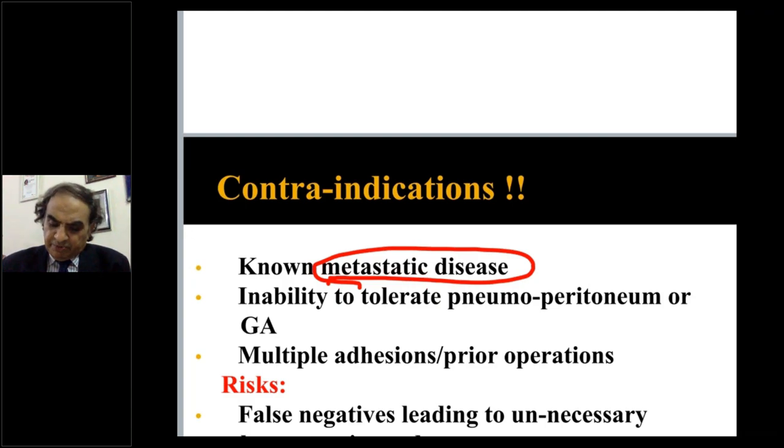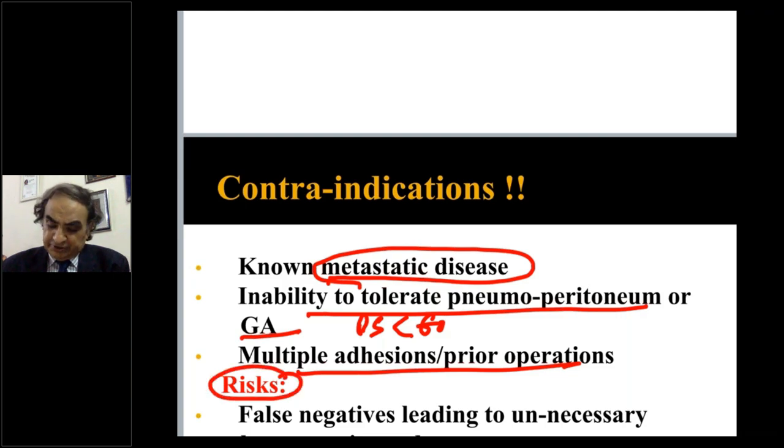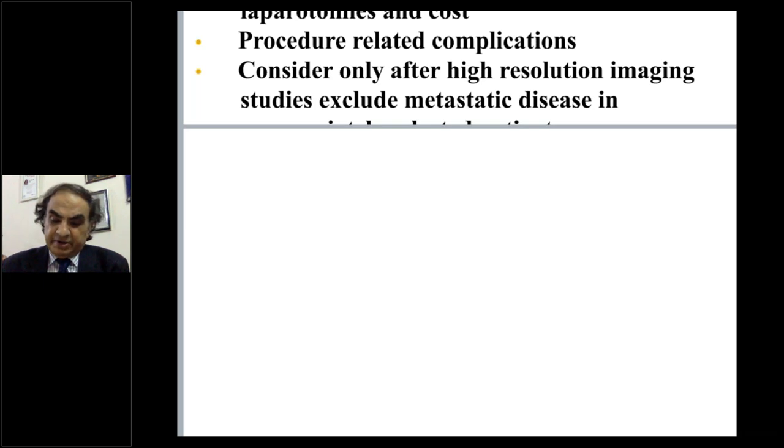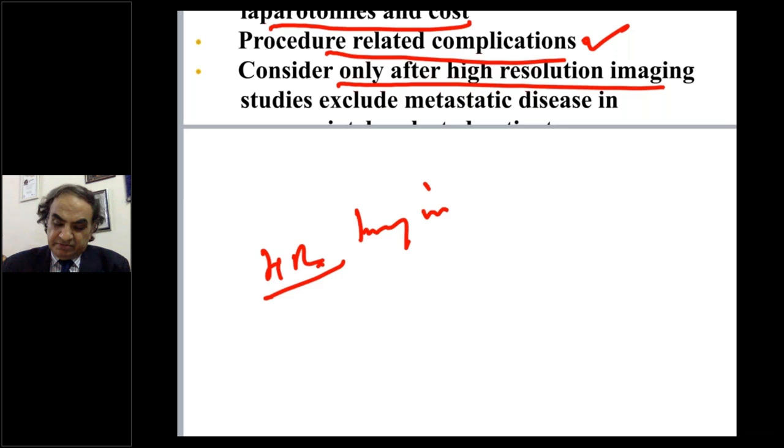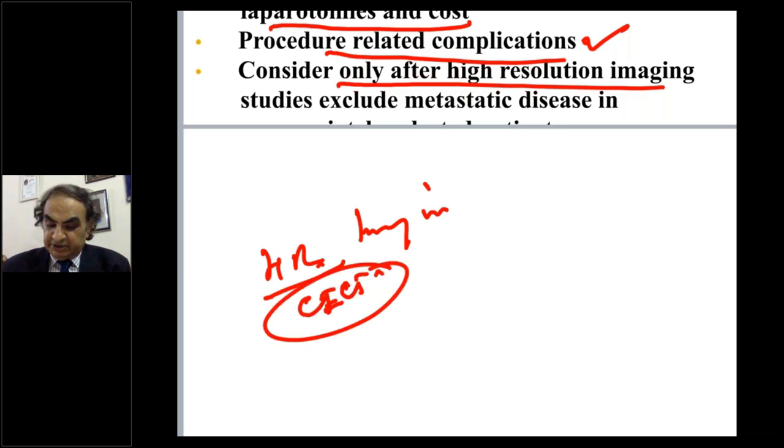If the patient cannot tolerate pneumoperitoneum or the performance status is less than 60, multiple adhesions, prior operations, they'll be a contraindication. False negatives are a major problem, and they will cause you to be reassured and go for an unnecessary laparotomy, which will be negative and you'll add to the cost. You put in a scope and you find it's looking like a very neat and good cancer. You go in, with all said and done, diagnostic laparoscopy would also be operator dependent. Unless you're extremely, extremely experienced, you can miss. The procedure-related complications are obvious and consider only after high-resolution imaging. Basically, you should have done a high-resolution imaging. Essentially, the CTs, good CTs, which would not be replaceable anyway.